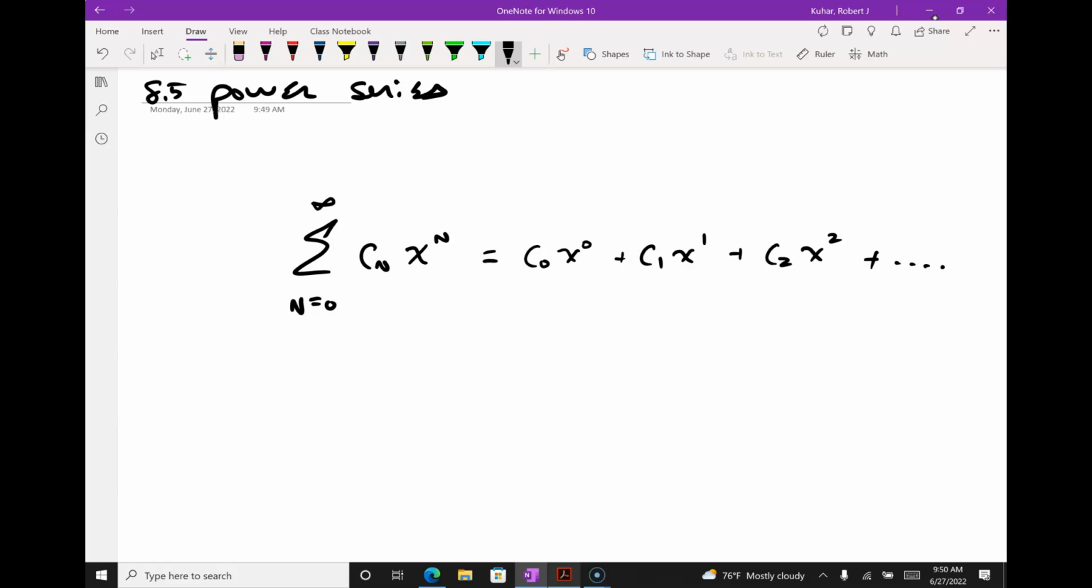And the most important thing here is we're going to adopt a new convention, that x to the 0 is going to be equal to 1, even if x is 0.